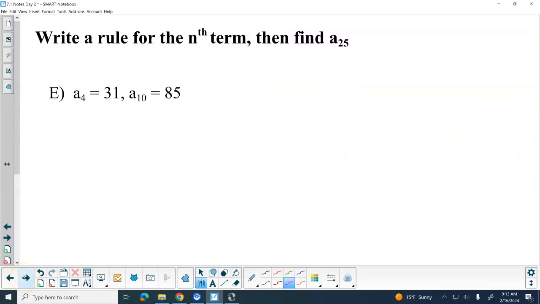Find me the rule and find me the 25th term in that rule. Find me the rule and the 25th term.